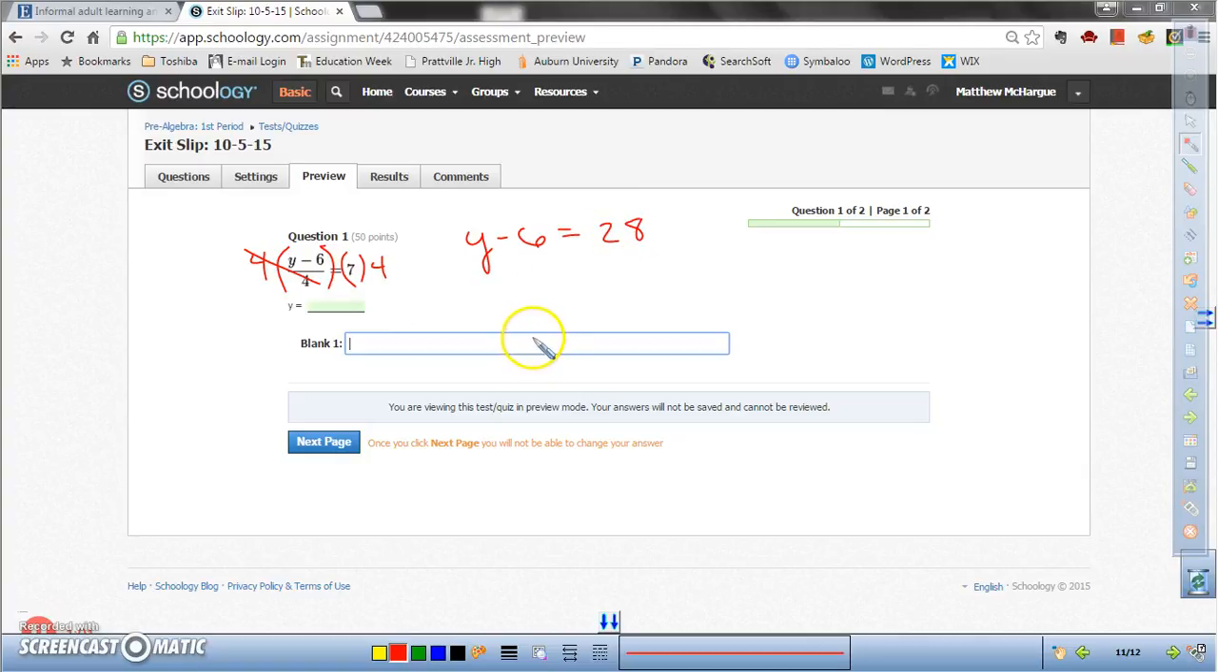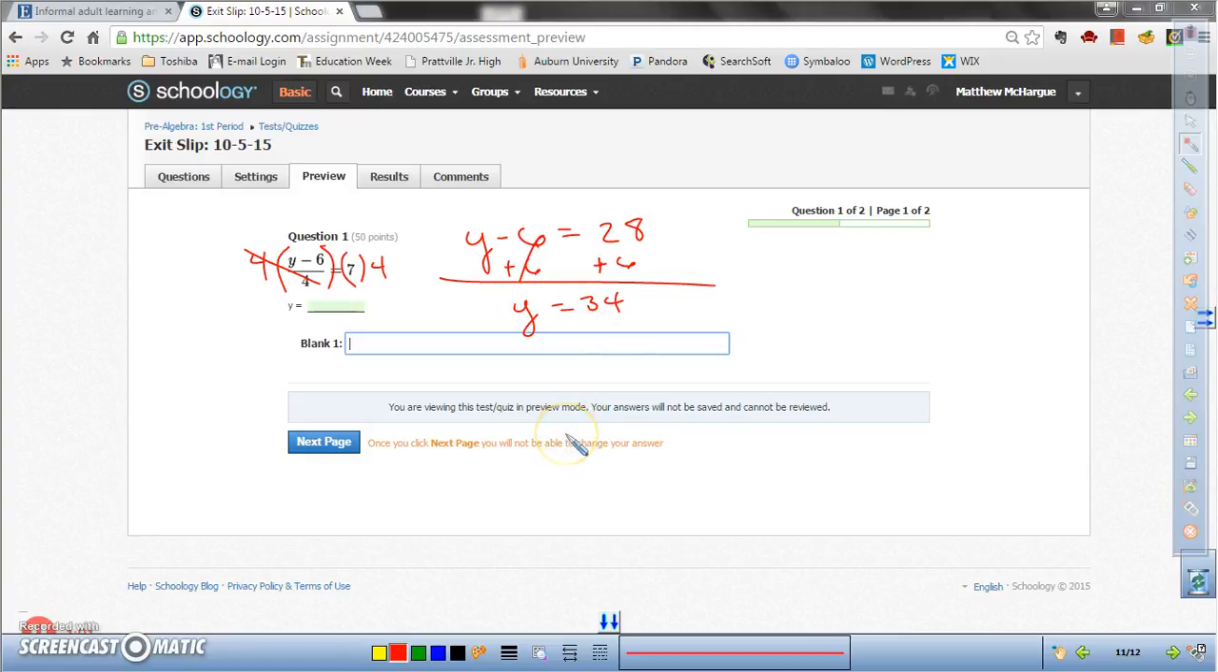And now at this point I have just a one-step equation where I want to isolate the variable by undoing the subtraction. And then that's going to cancel, and 28 plus 6 is equal to 34.